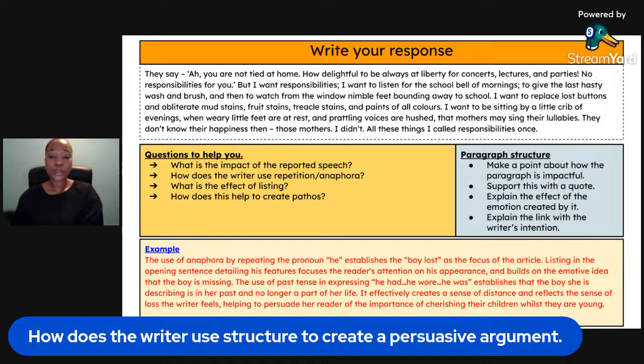I want you to now add to your paragraph how the writer feels about those responsibilities, and more specifically, the fact that she doesn't have them anymore. Okay? Because the question is, how does the writer use structure to create a persuasive argument? How are all these things persuading the reader to value their time with their children? Because that's her argument. So the things that you've stated, how is it helping to persuade the reader to cherish the time they have with their children?